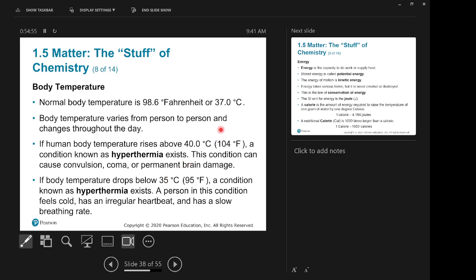If your human body temperature rises to 40 degrees Celsius or 104 degrees Fahrenheit, this is hyperthermia. Hyper means above, and thermia means temperature, right? This condition can cause convulsions, coma, or even permanent brain damage if you go long enough or high enough. Once you're getting close to 104 degrees Fahrenheit, that's the danger zone. That's where you need to start lowering your temperature.